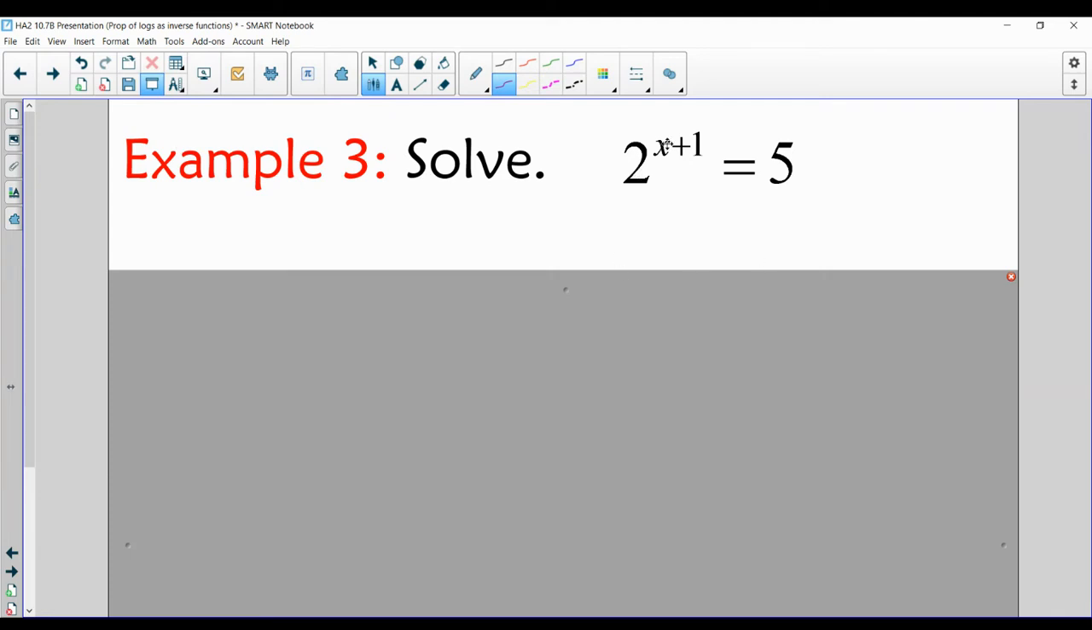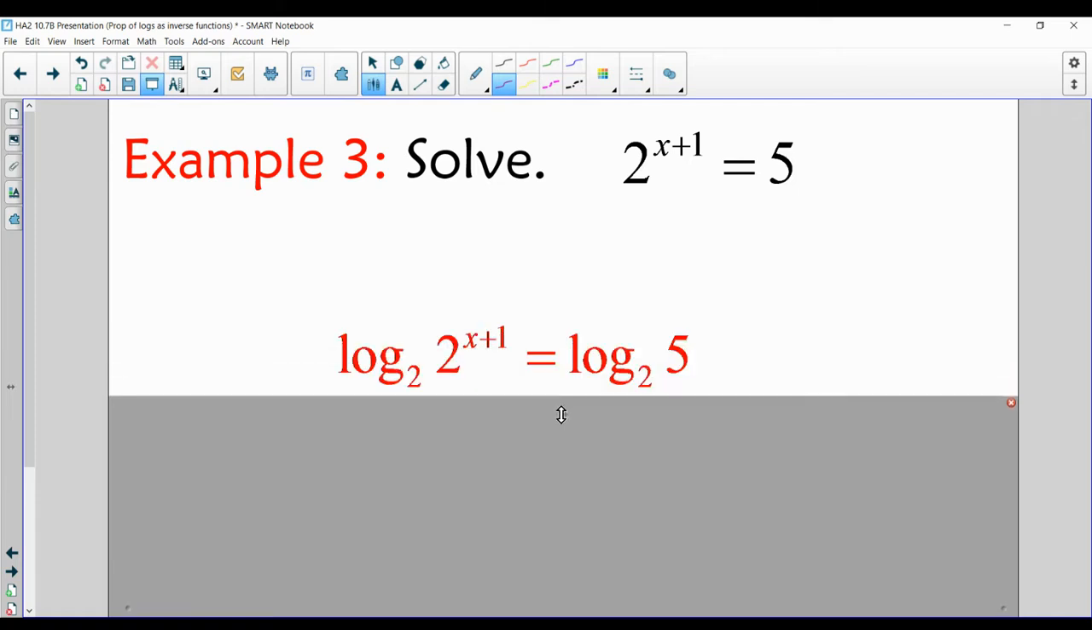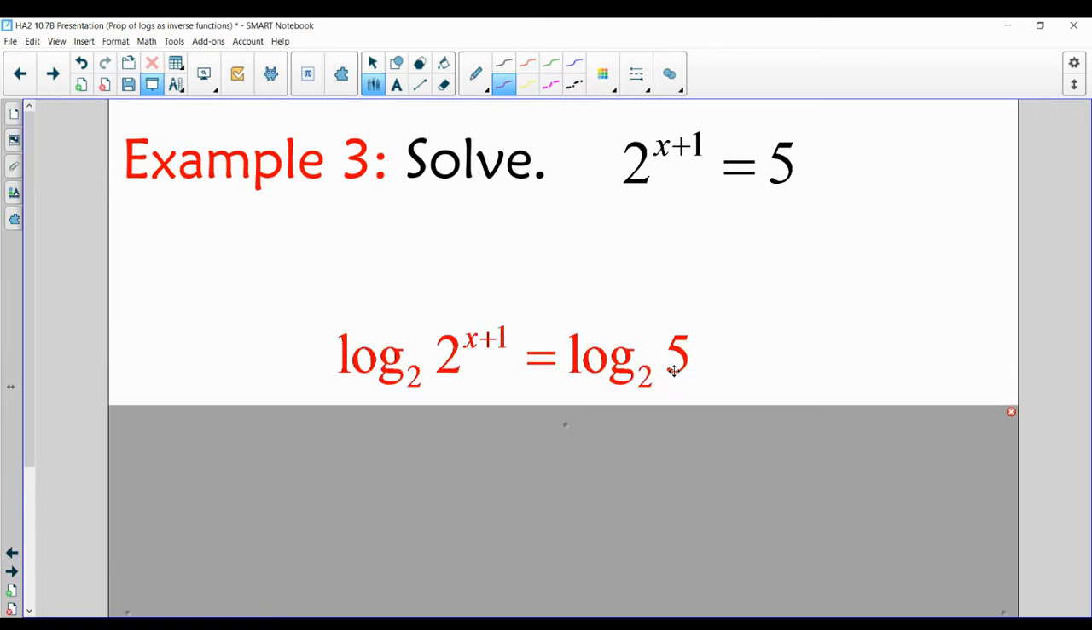All right, let's do one more. All right, so I have this. I'm going to use one of the properties. Now, if this were 2 to the x plus 1 is equal to 4, I could make that into 2 squared, but because 5 isn't 2 to a power that's a nice pretty number, it's an irrational number, I'm going to do this instead. I'm going to do a logarithm.